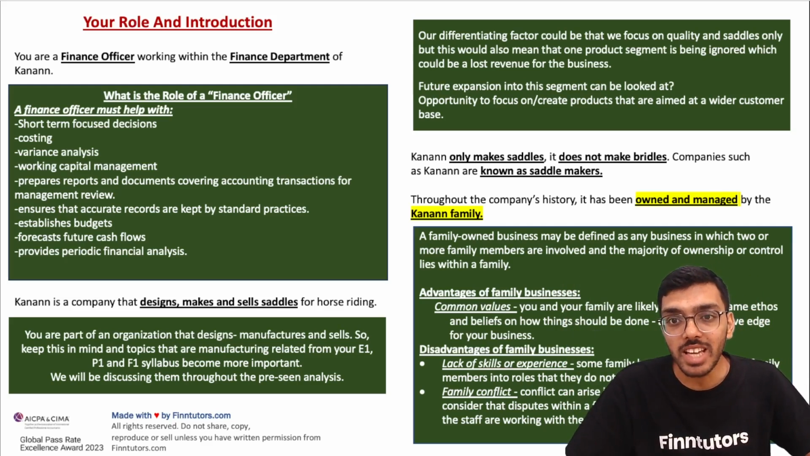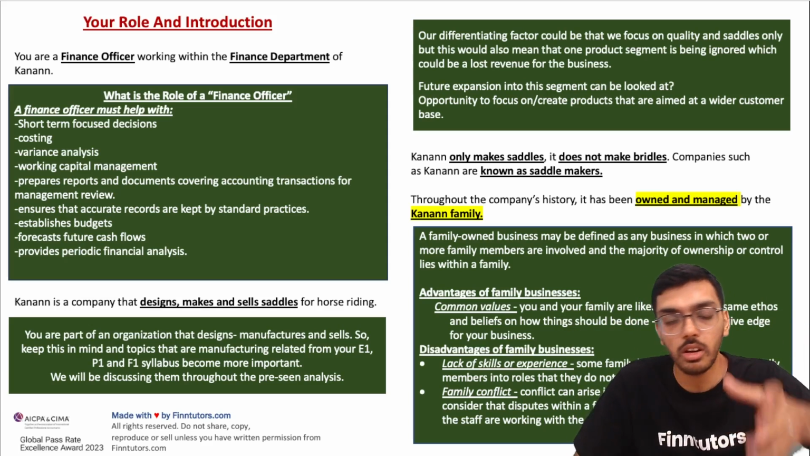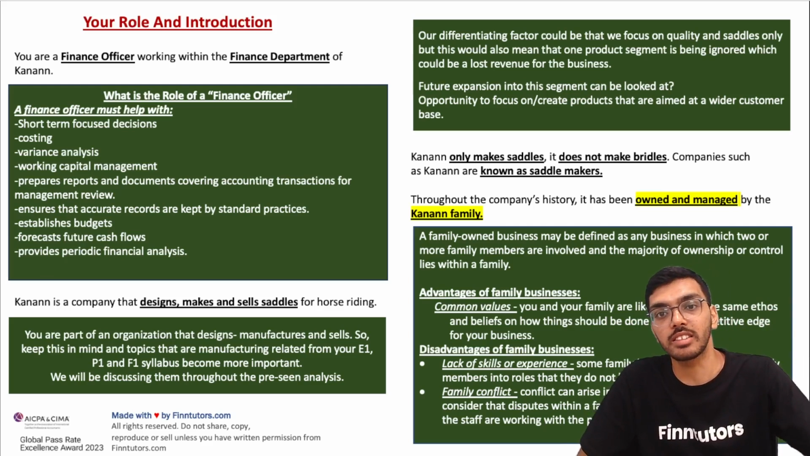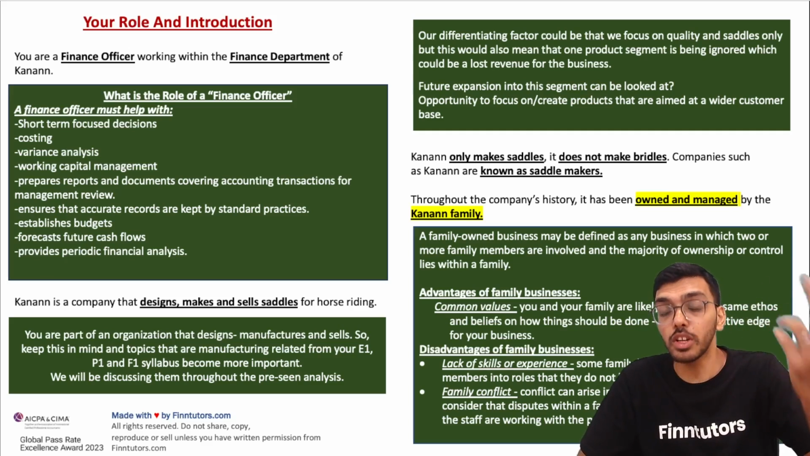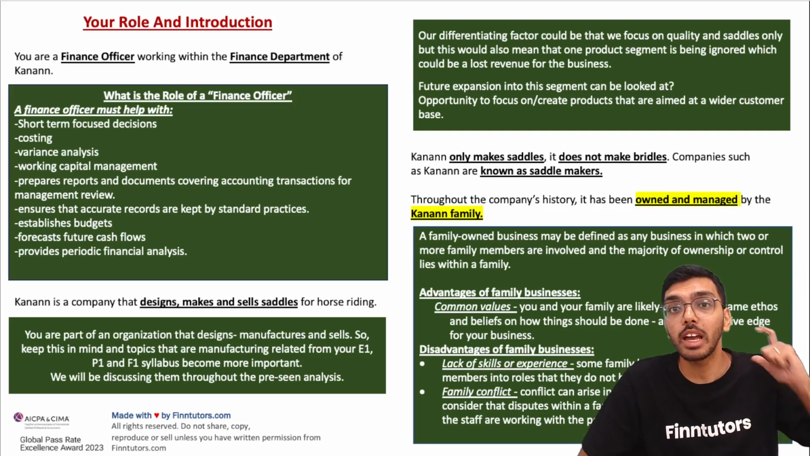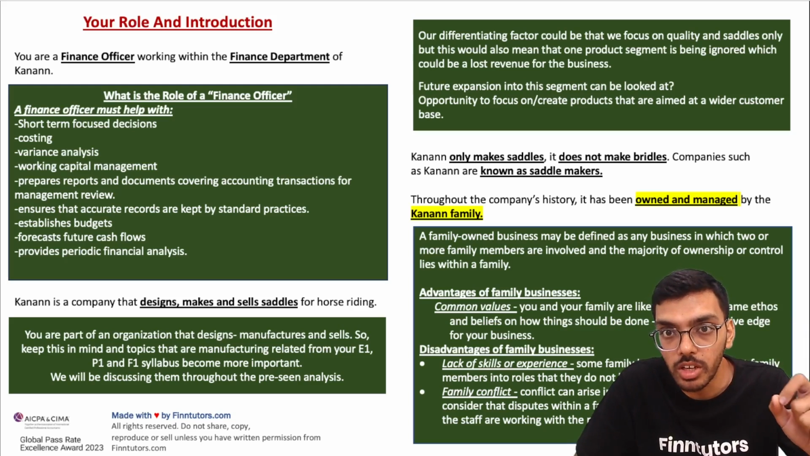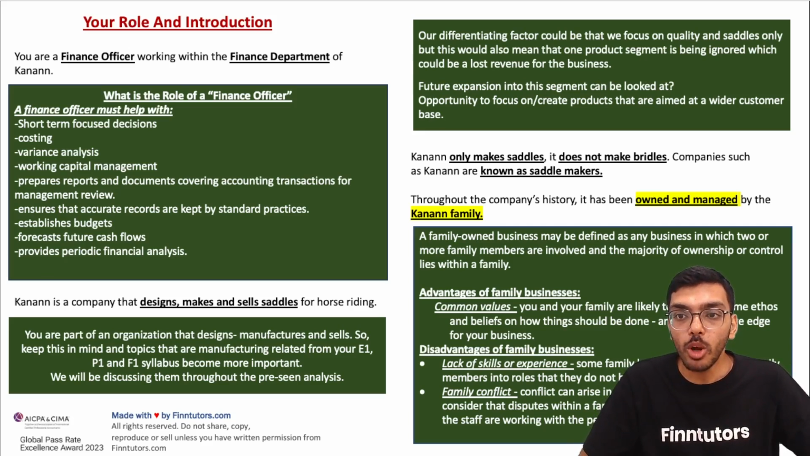Next, Kanann only makes saddles. It does not make bridles. So like I told you, no other horse riding equipment accessory is made. We are known as saddle makers. So our differentiation could be that we focus on one segment, we focus on quality, but we are losing out on revenue. Throughout the company's history, it has been owned and managed by the Kanann family.